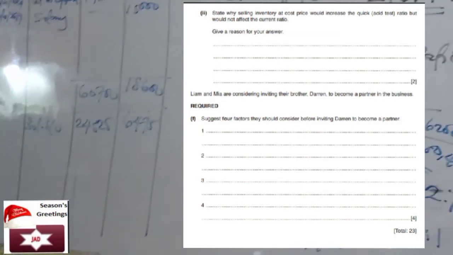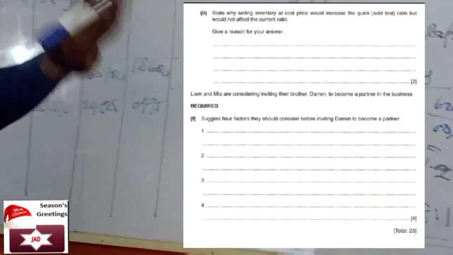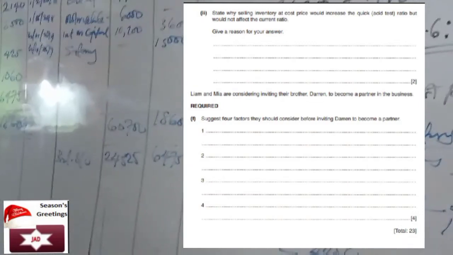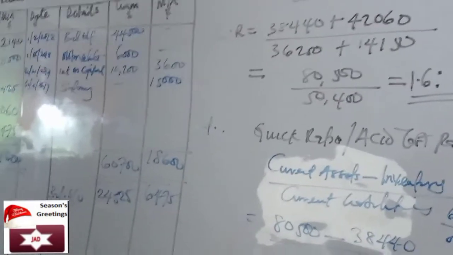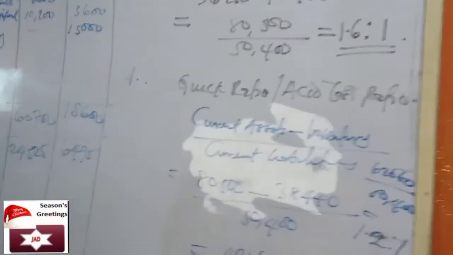So the next one there, they say Liam and Mia are considering inviting their brother, Darren, to become a partner in the business. Suggest 4 factors that they could consider before inviting Darren to become a partner. What we're saying here is that you want to bring a new partner into the business, admission of a new partner. So what are the things you're going to consider? There are various things you're going to consider based on the agreement between the old partners and the new partners.